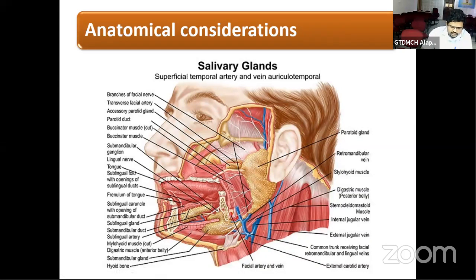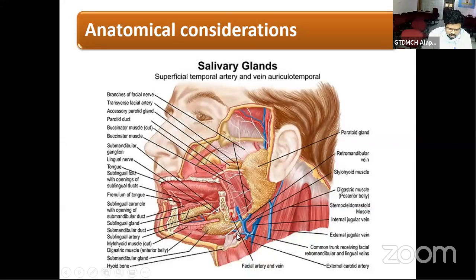You have to study the branches of the external carotid artery. It's the superficial temporal artery. There are some other arteries inside the parotid gland. Can you say what are the other vessels inside the parotid gland? It is the maxillary artery, transverse facial artery, and postauricular artery.